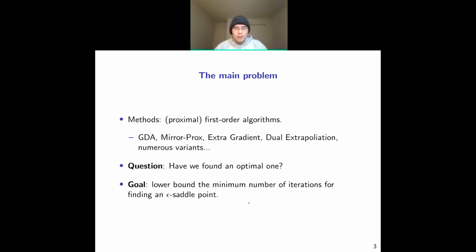If yes, then great, we can head on to the next question. But if not, we'd better find some instruction or some hint about how we can improve this complexity. To answer this question, one thing to do is to construct the lower bound, which is the minimum number of iterations for finding an epsilon point for a certain minimax problem that we will carefully define later, and for a certain algorithm class that we are considering, which is also the goal of this result.